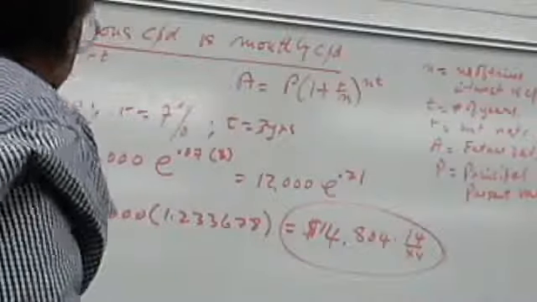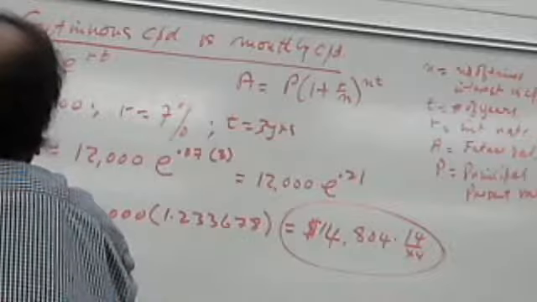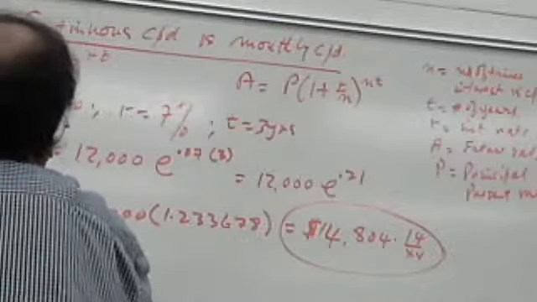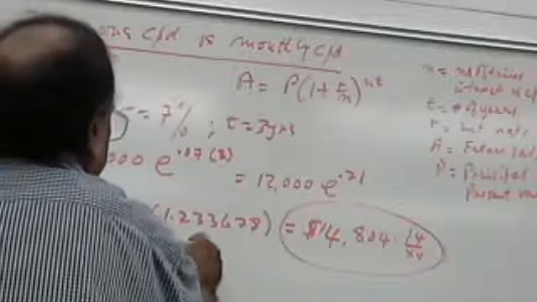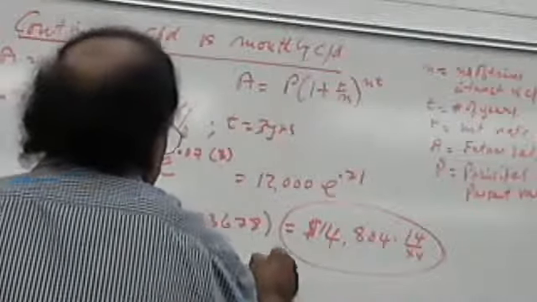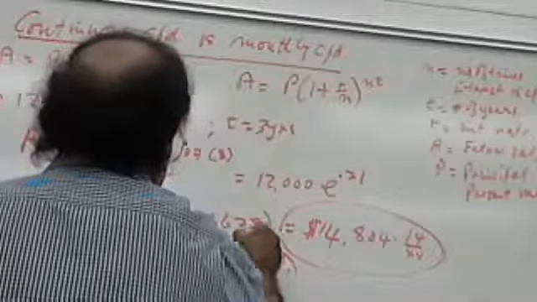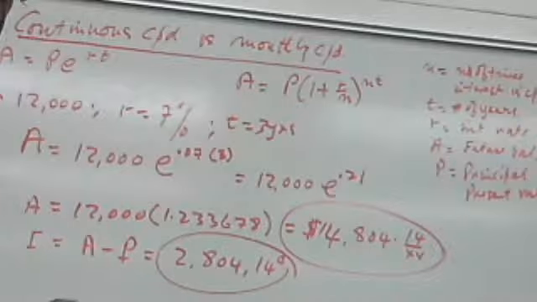All right, so then your interest, I, equal to your future value minus your principal, which gives us $2,804.14. So that's your interest. We know the amount A, and we know the interest, how much you get.